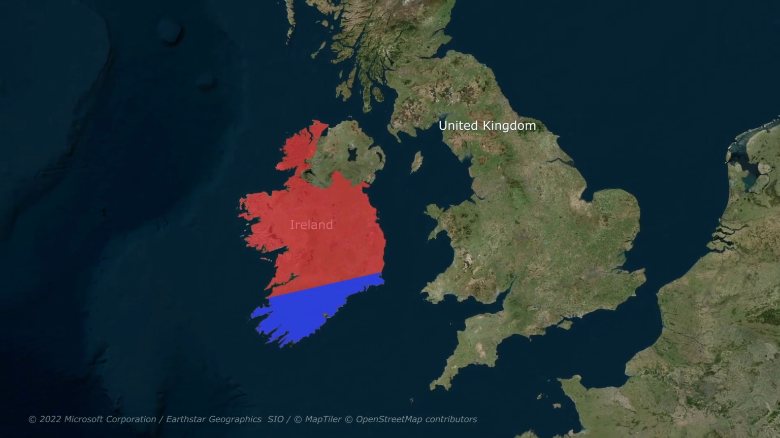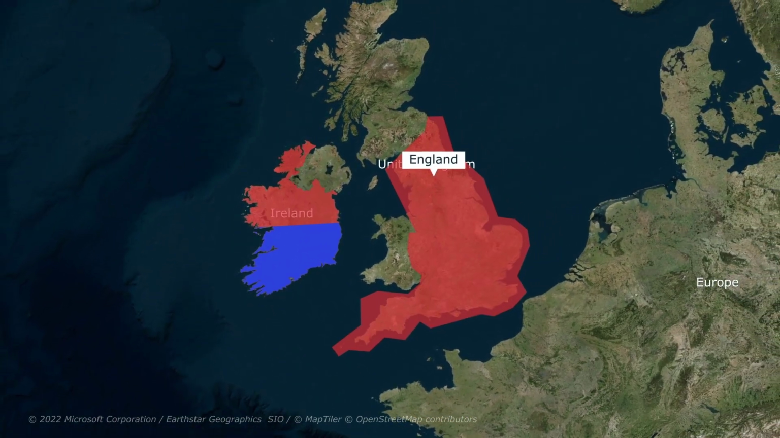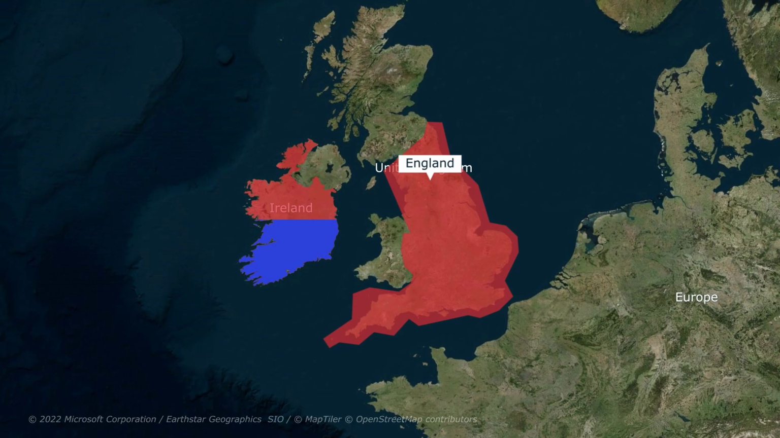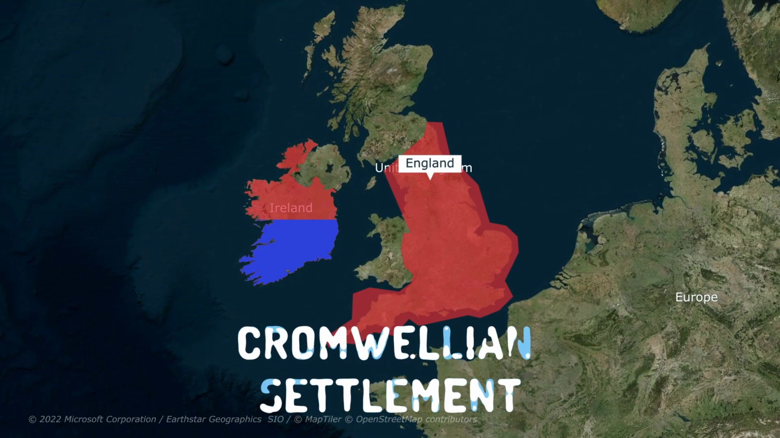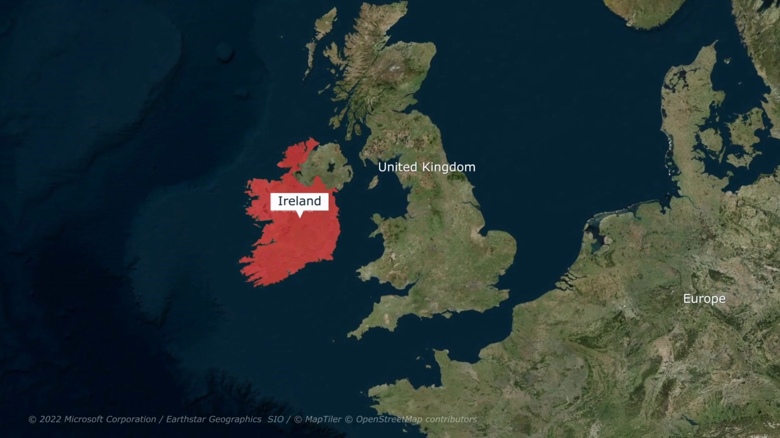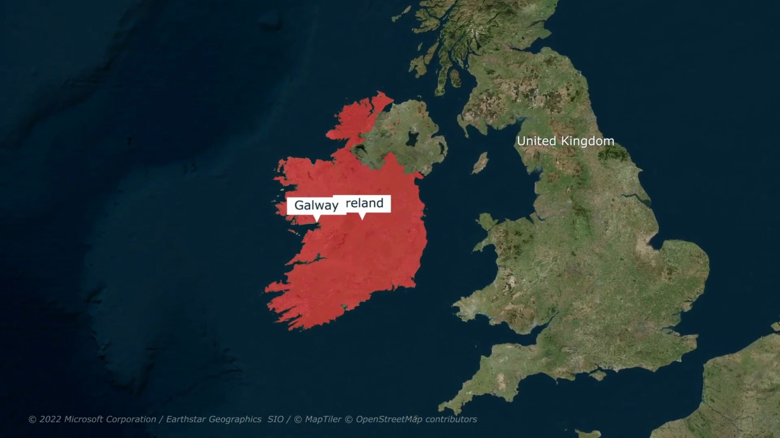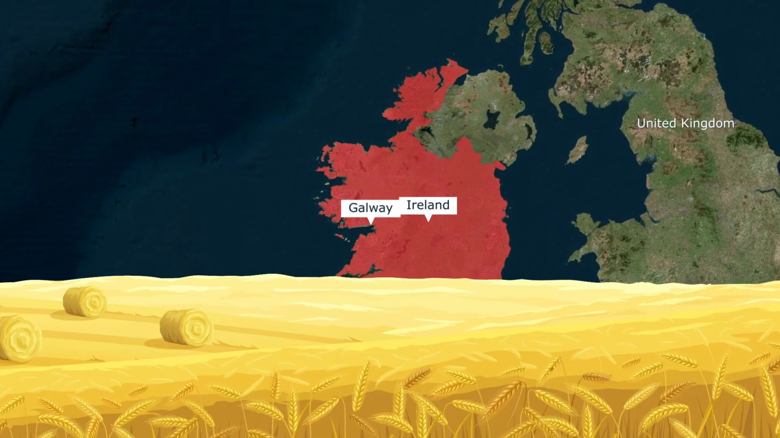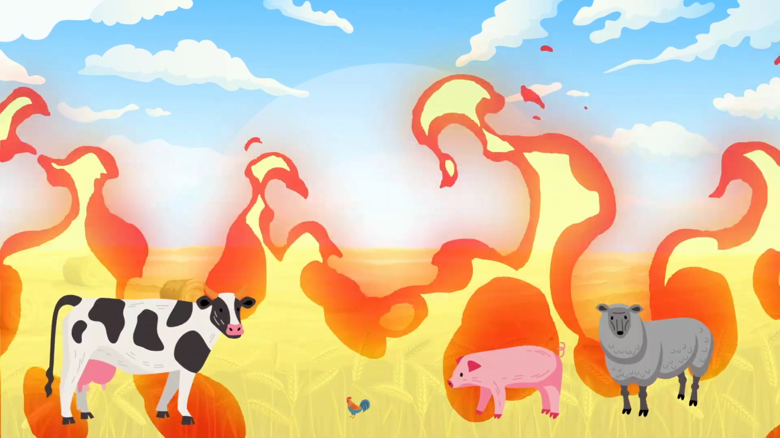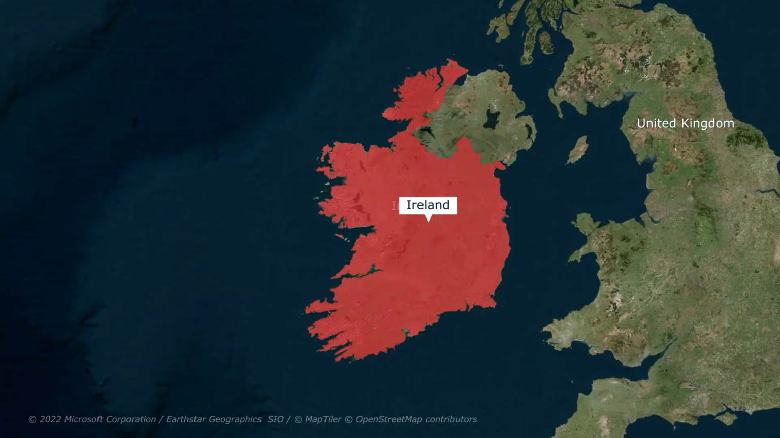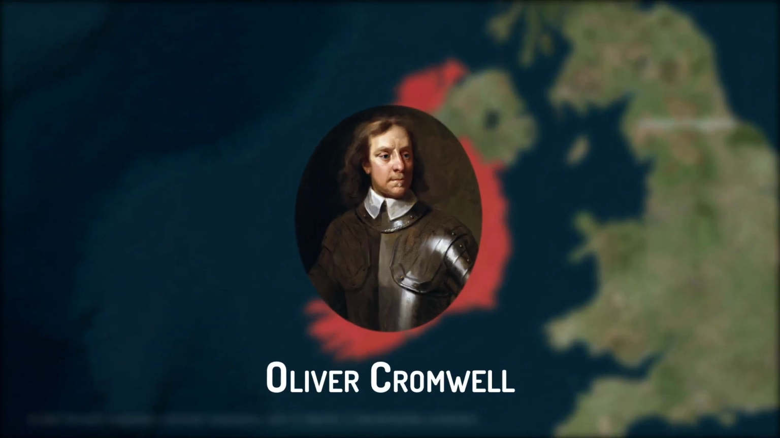Approximately half of the land owned by Irish Catholics was confiscated by England and given to Protestant settlers in what became known as the Cromwellian Settlement. The Irish were banished to outposts such as Galway in the far west of the country. Crops were burned, livestock was slaughtered, and all towns in Ireland gradually fell under Cromwell's control.